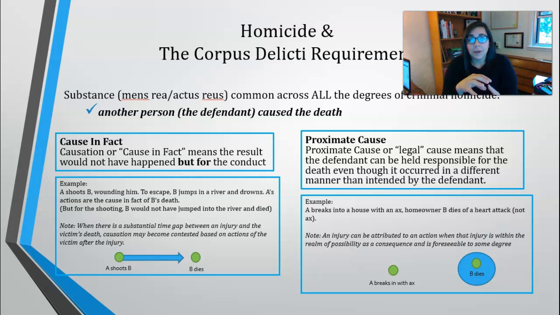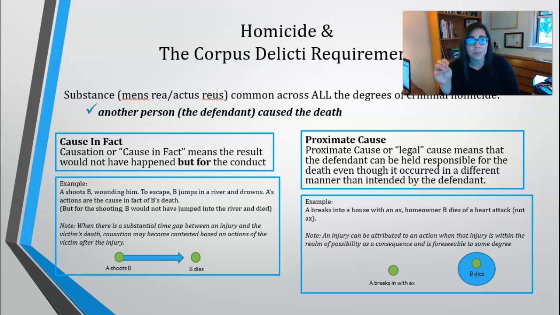What is actually a better way to think about this causation is A breaks in with an axe, there's the action. If you break into somebody's house, is it reasonably foreseeable that you might scare some people? Is it reasonably foreseeable that of all the potential consequences you could think of, here's a potential consequence, here's another, here's another? What would a reasonable person think are all the potential consequences of breaking into a house with an axe? That's the big blue circle. That's all of the things that could potentially happen. And the green certainly falls in there.